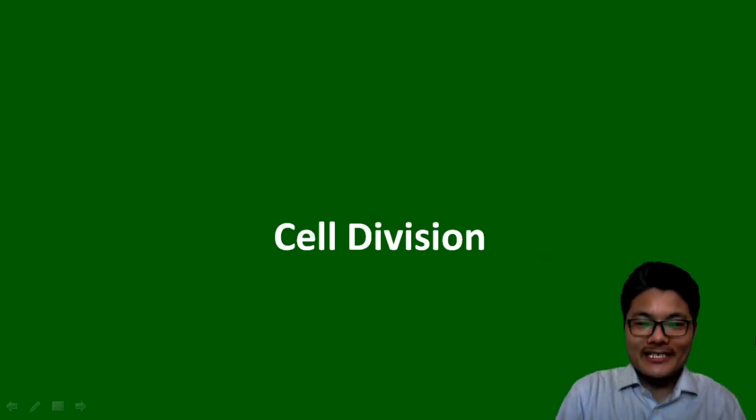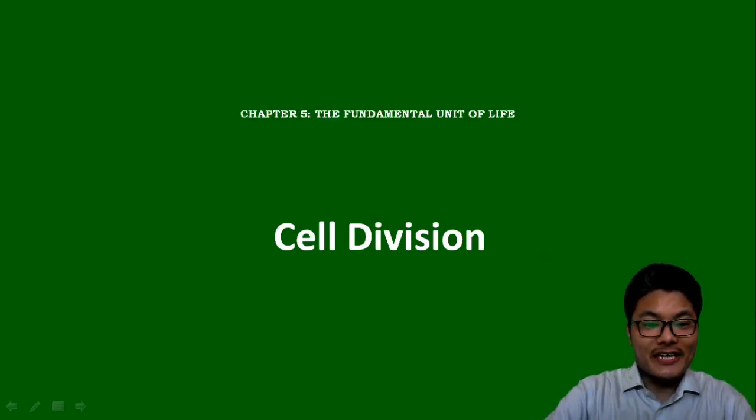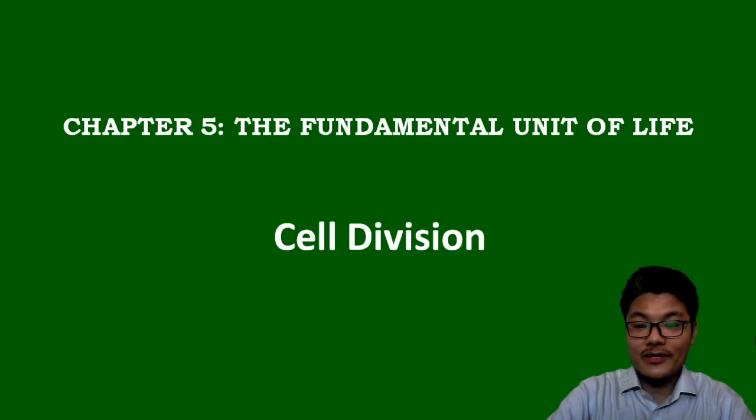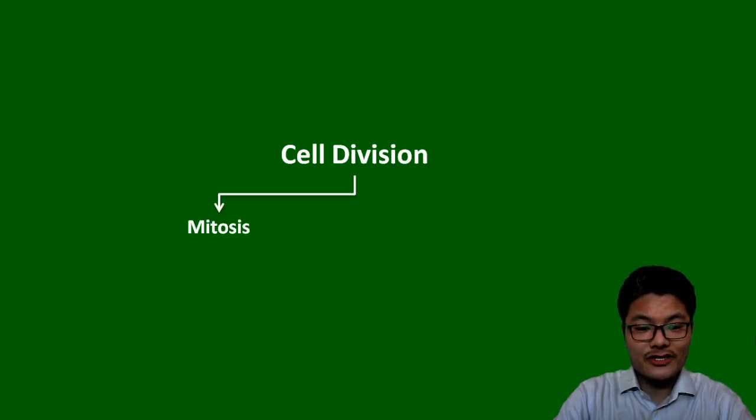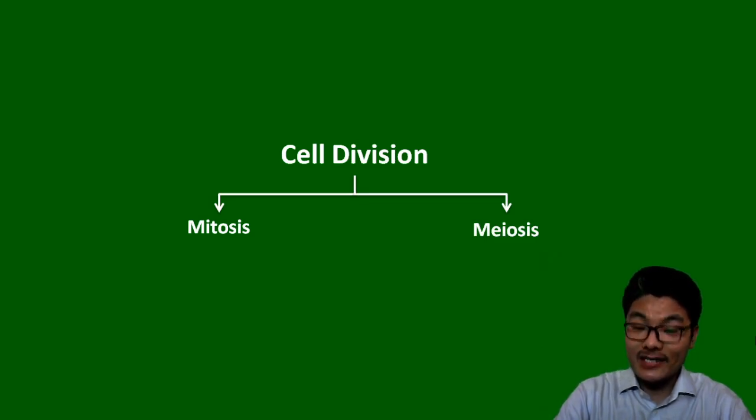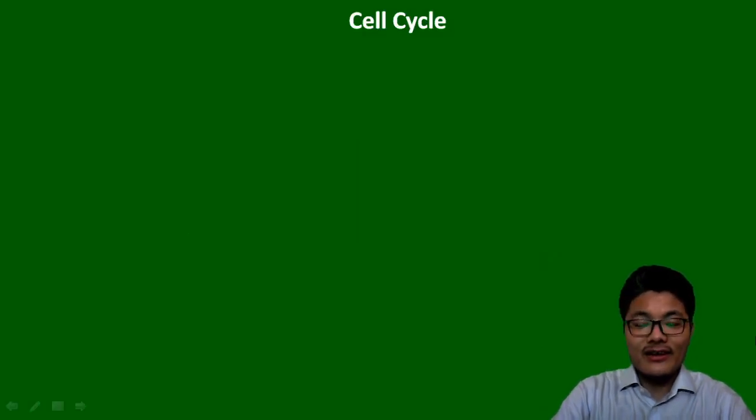Hello. Let's discuss cell division under chapter number 5, the fundamental unit of life. We know that there are different types of cell division. The main types of cell division are mitosis and meiosis. To understand that, let's proceed further. Before beginning with the types of cell division, it's important for us to understand the cell cycle.